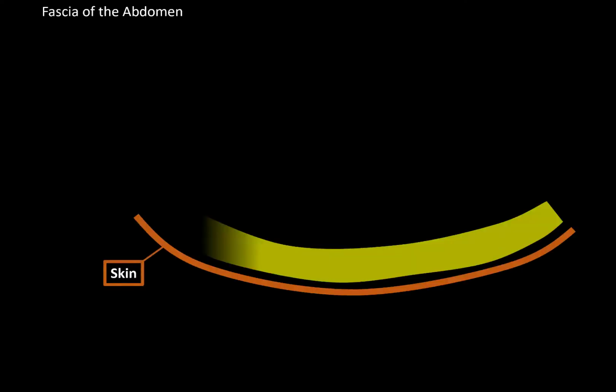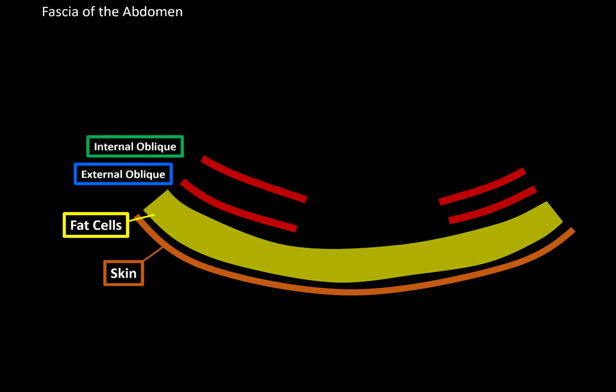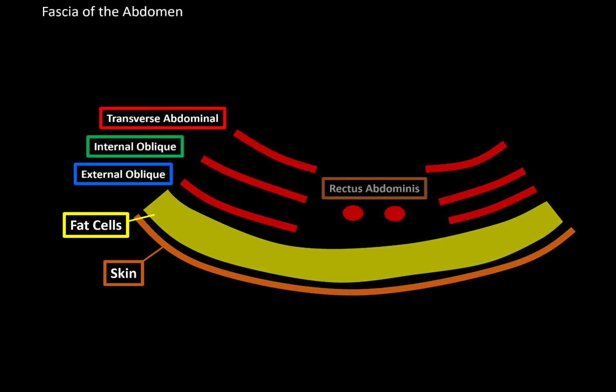First, we have the skin, and right underneath the skin layers, we will find the adipose tissue, or fat cells. Underneath the fat cells, we can find the external oblique, internal oblique, and the transverse abdominal muscle. And in the middle here, we can see the rectus abdominis muscle. So this is a very schematic outline of the abdominal muscles.